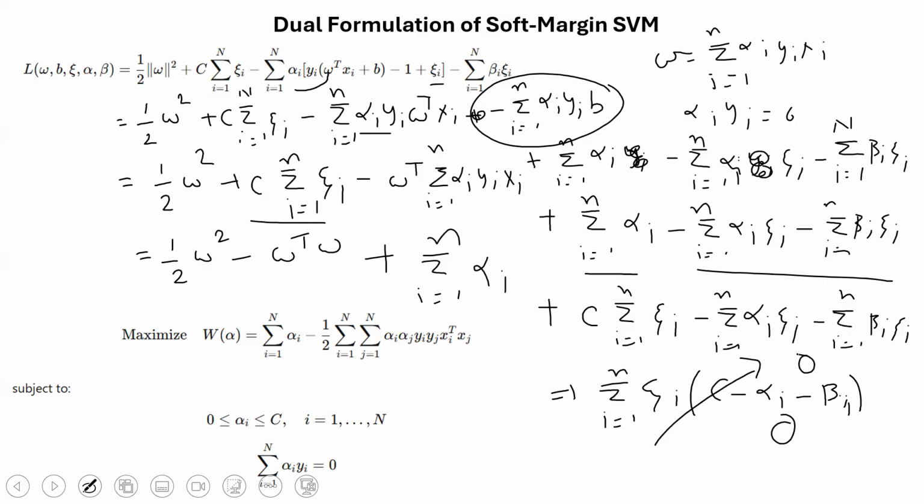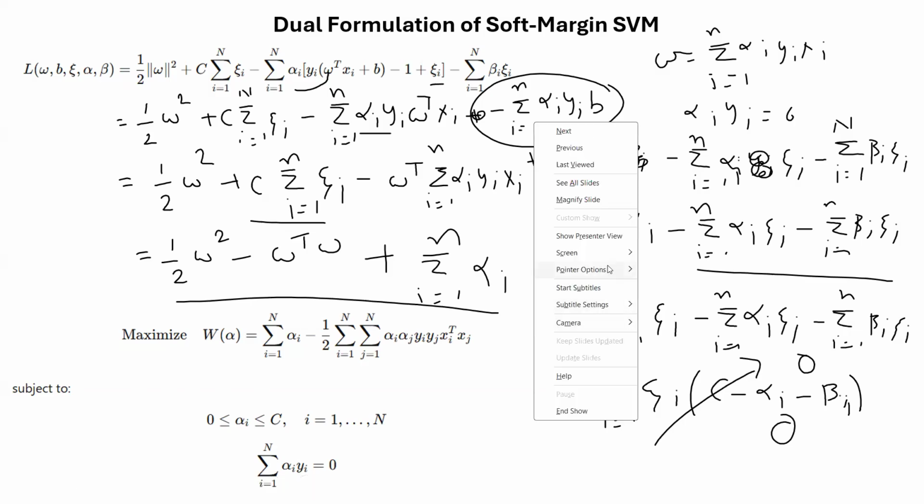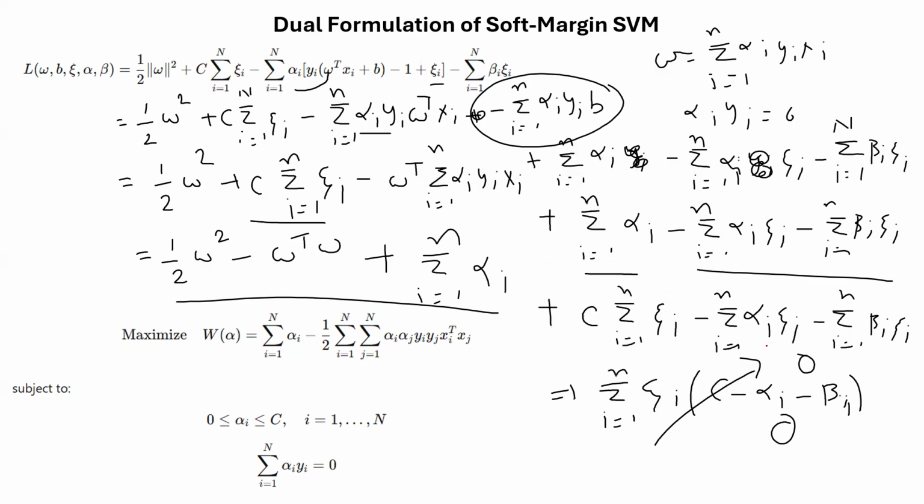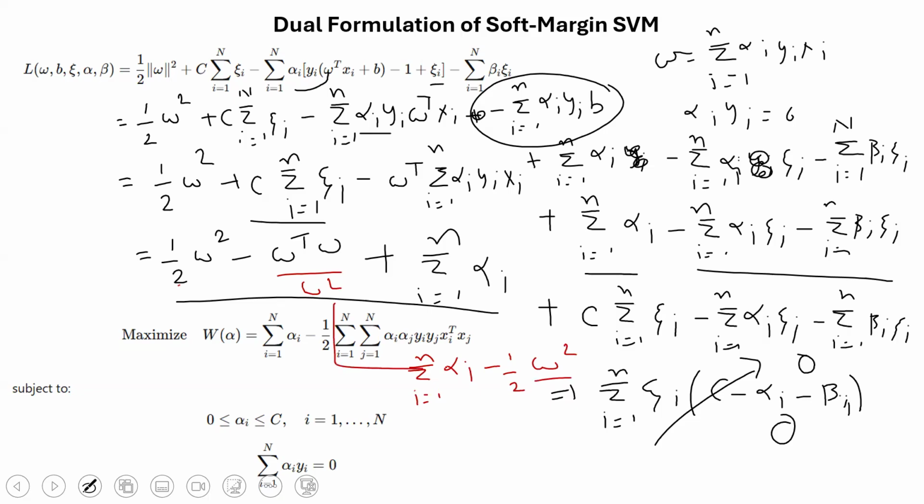Now the only terms that are left are these three terms, right? So now if you rewrite those three terms, that comes down to this way. That is sigma I equal to 1 to n alpha I minus W transpose into W, which becomes W square. W square by 2 minus W square is minus 1 by 2 W square. W square can be written as summation of these things. We already have seen this.